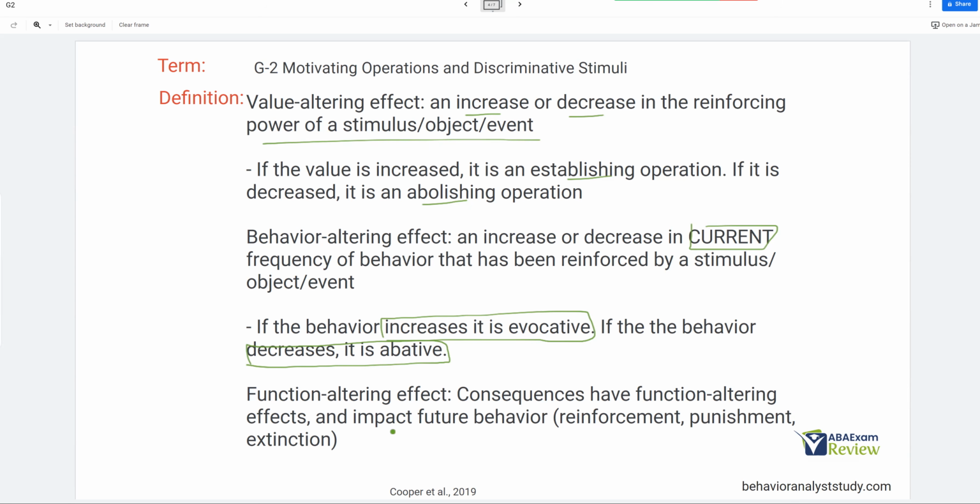If this is already a little confusing, pause it here and just think again in terms of how is my motivating operation altering the value? How is my motivating operation altering the behavior? And the value and the behavior are interlocked. And then once you've got that idea down, let's continue.